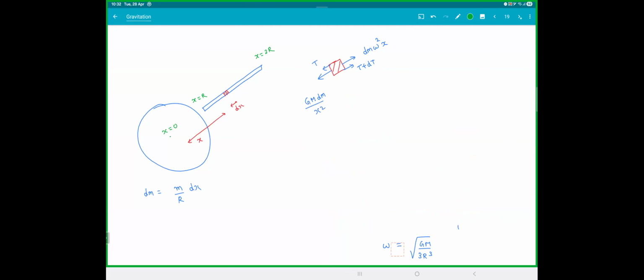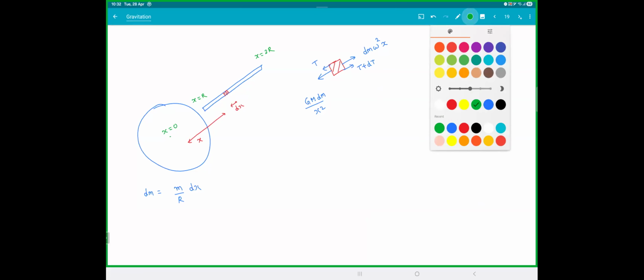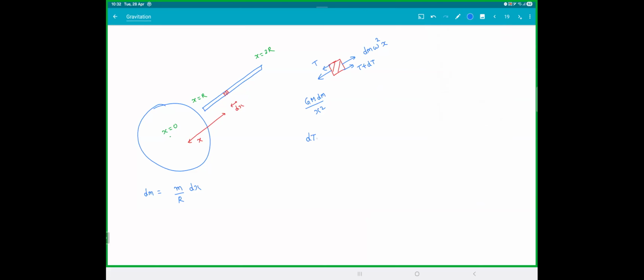It is here. From here we can clearly see dT would be GM dm by x square minus dm omega square x. What is dT? dT is the small change in tension for a distance dx.